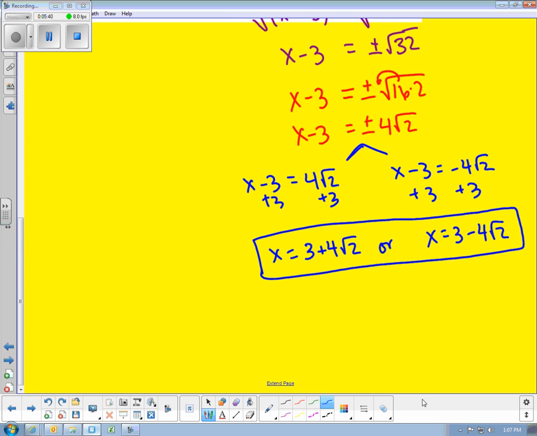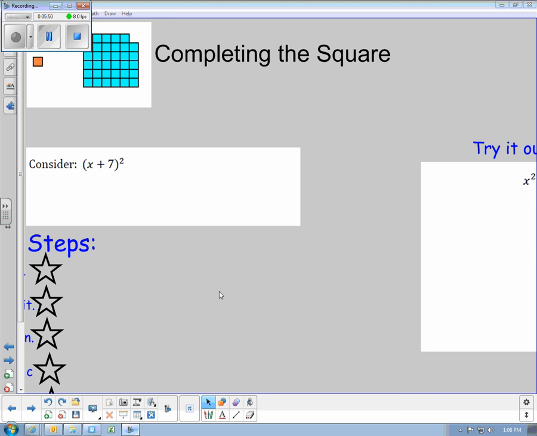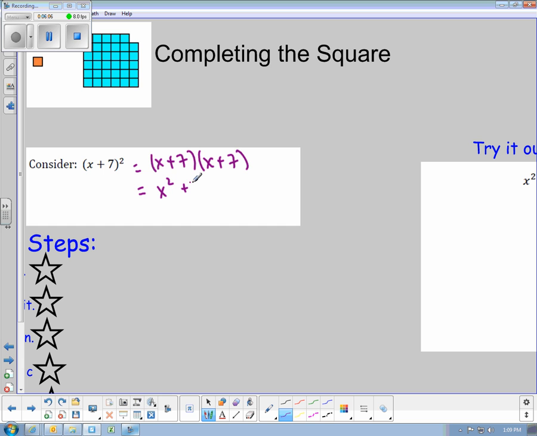So now here's the thing about completing the square. We want to consider having the quantity x plus 7 quantity squared. So if we have something like x plus 7 quantity squared, this is the same thing as if we FOIL it out, we have x plus 7 times x plus 7. And doing all of that multiplication gives us x squared plus 7x plus another 7x plus 49, which is then x squared plus 14x plus 49.